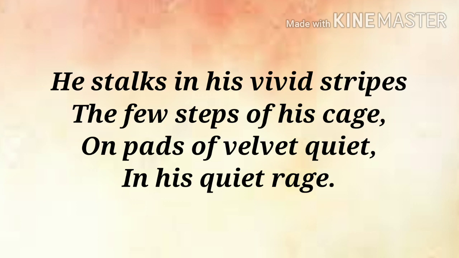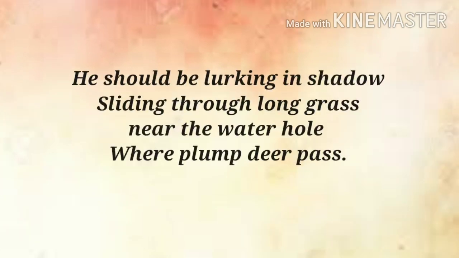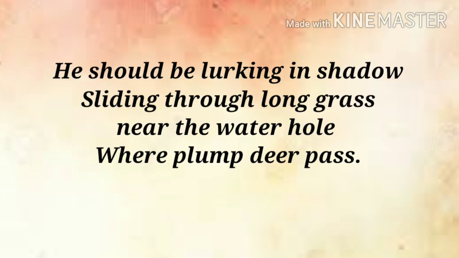Now I would like to start the next stanza, stanza number 2. He should be lurking in shadow, sliding through long grass near the water hole, where plump deer pass. Again, at first I will explain the difficult words of the second stanza. Here, lurking. What is meant by lurking? Lurking means to remain hidden and wait for prey.